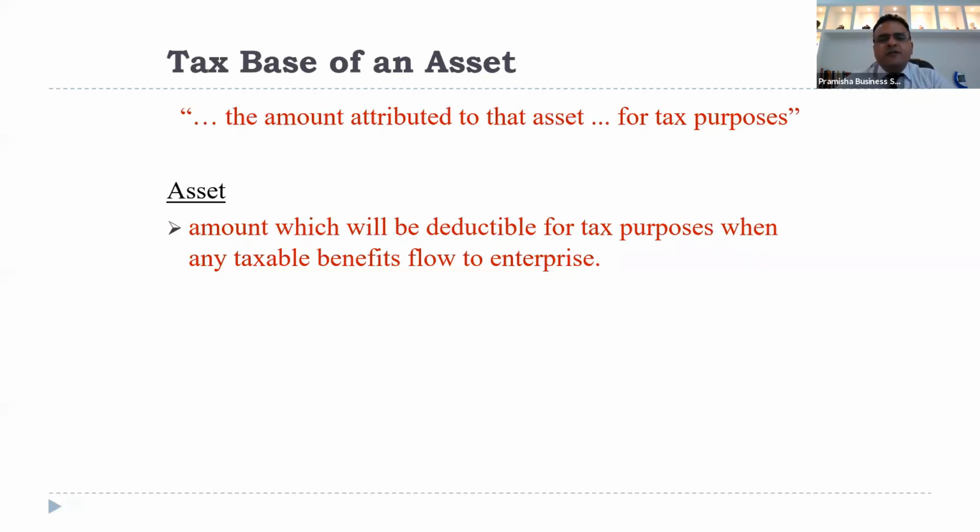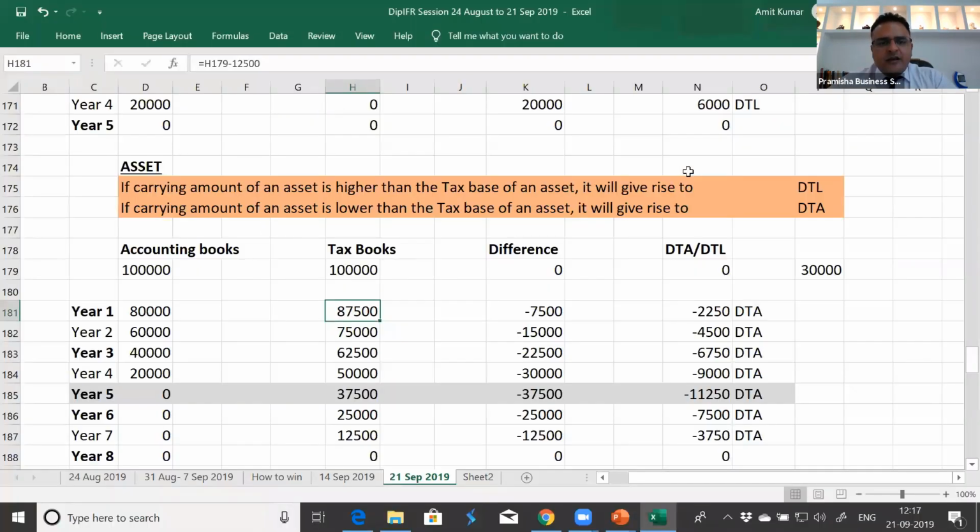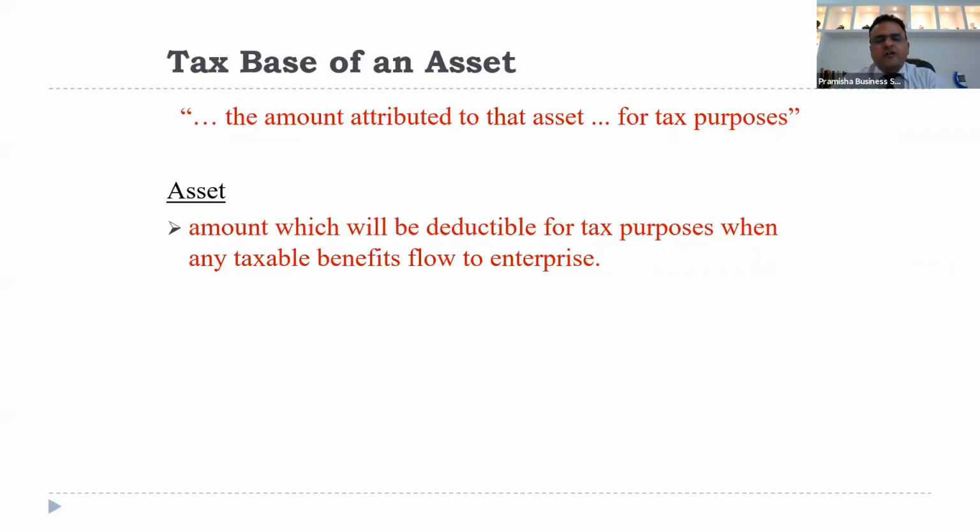Tax base is the amount which will be deductible for tax purposes when taxable benefits flow to the enterprise. 100,000 will be deductible for tax purposes when income flows to it. After year 1, 87,500 will flow to the entity and it is available for deduction. How much of it is available? 87,500 is available. According to us, the carrying amount is 80,000. The tax base of this asset is 87,500. So we record what will be available for deduction. That is the tax base of an asset.